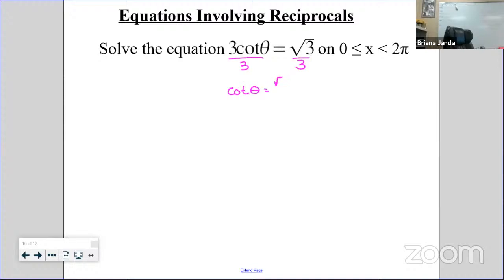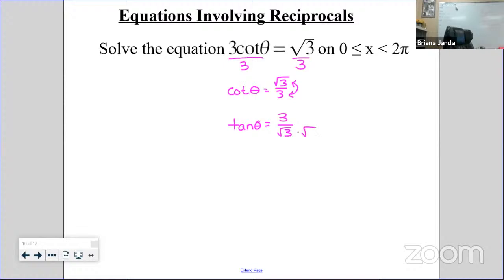And if at this point you are comfortable finding that theta, go right ahead. But you can also think about its reciprocal. Now, if I reciprocal both sides, the reciprocal of cotangent is tangent. The reciprocal of square root of 3 over 3 is 3 over the square root of 3. And that one is a little bit confusing. But sometimes you have to do just a touch of work at the end to continue to clean it up.